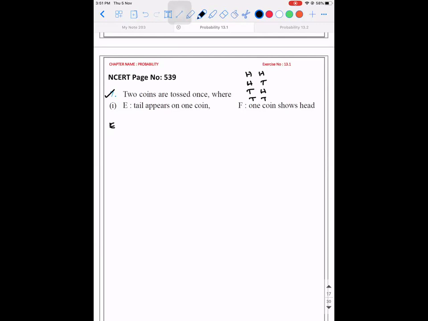Now what is event E? So event E has tail appears on one coin. So tail appears on one coin. He didn't say first coin. Head comma tail, tail comma head, tail comma tail.